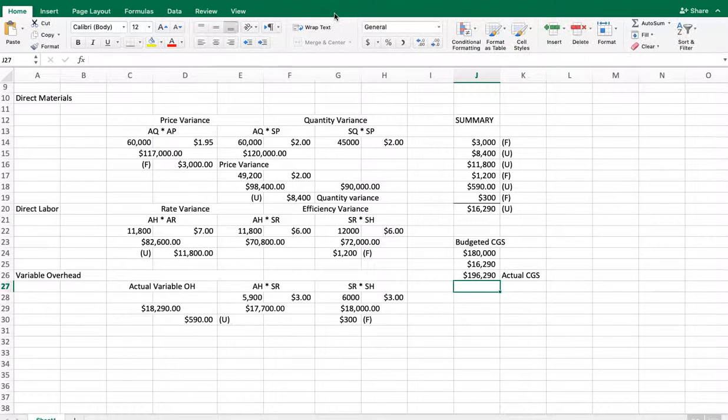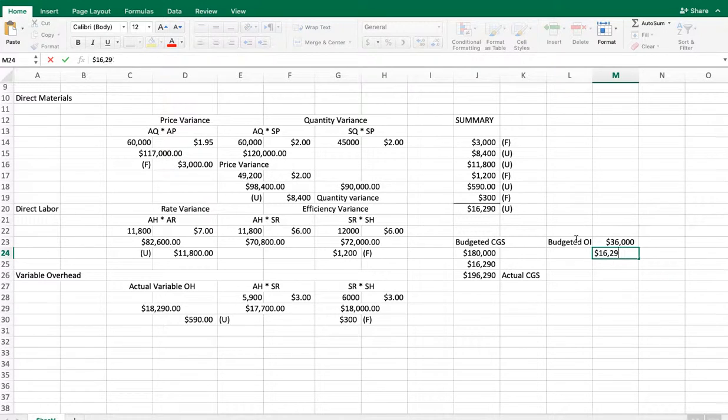So same thing over here, our budgeted operating income given to us as $36,000, but we had a variance of $16,290. So our actual operating income was $19,710. So we were under budget by $16,290.